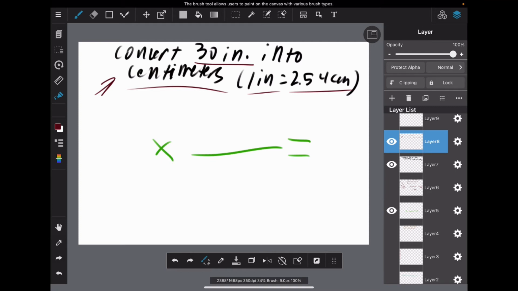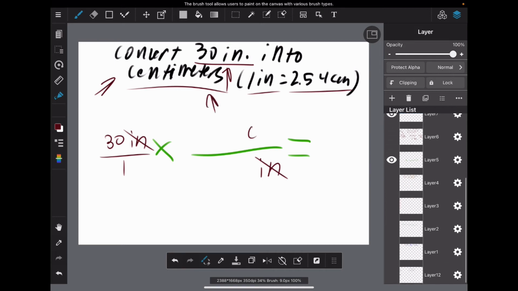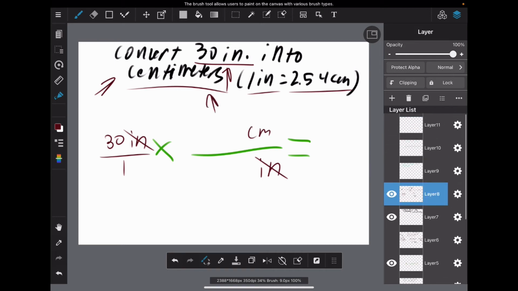So to solve this, we'll put our given value, 30 inches, on the left by the times thing. And we know 30 inches is the same thing as 30 over 1. Now, since inches is on the top and we want to cross it out, we're going to put inches over here on the bottom so these units cancel. And we'll put our new unit, centimeters, on the top over here.